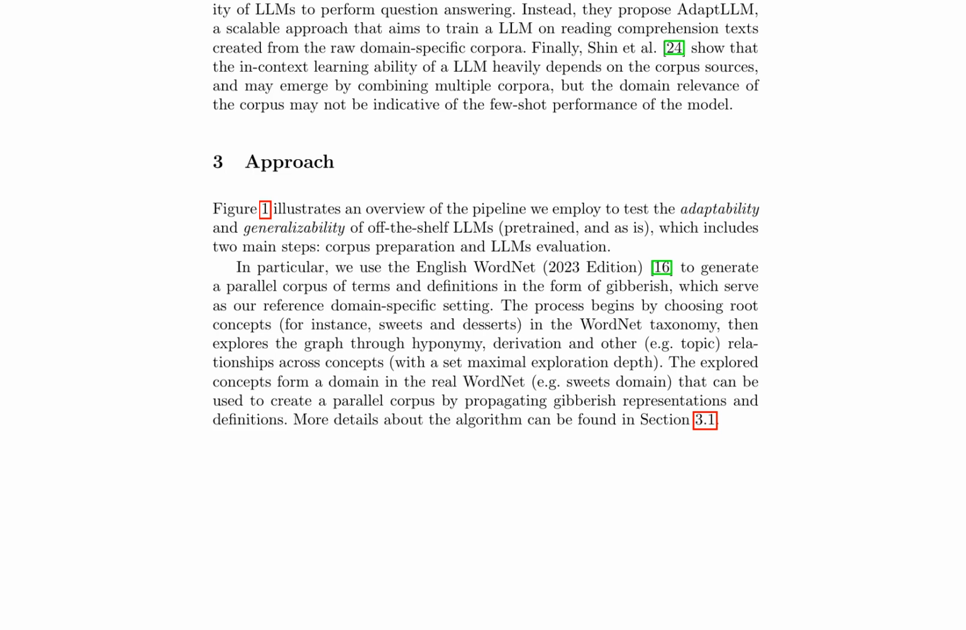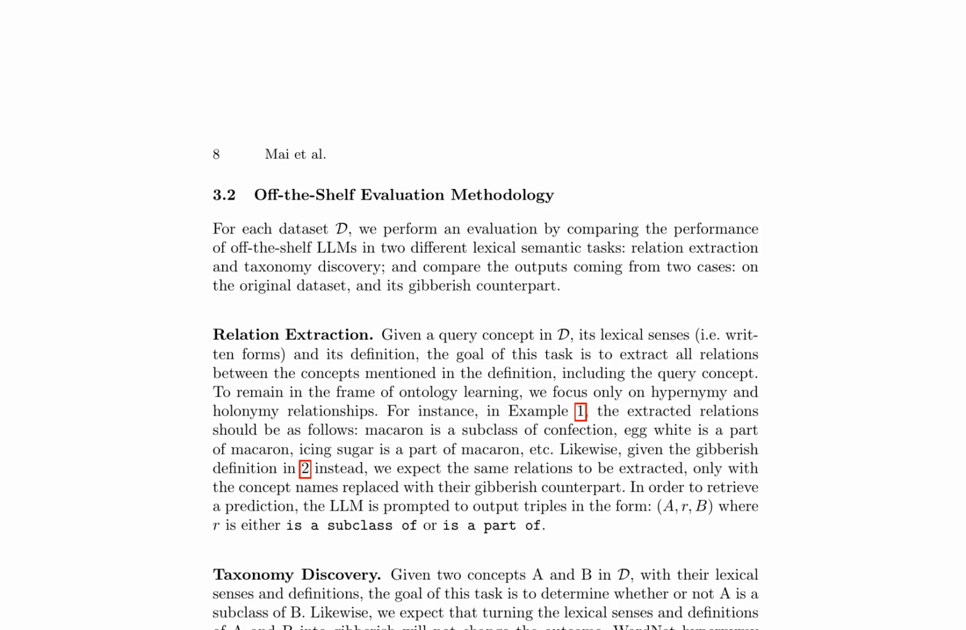To simulate a domain that is unseen for the LLM, the authors generate another knowledge graph where the domain concepts have gibberish representations and definitions that do not collide. This is achieved through a three-step procedure: concept mining, concept linking, and gibberish generation. The authors use this pipeline to test the adaptability and generalizability of off-the-shelf LLMs, and to investigate the effect of fine-tuning on their performance. The results of this evaluation will provide insights into the ability of LLMs to adapt to specific domains and perform well on unseen data.